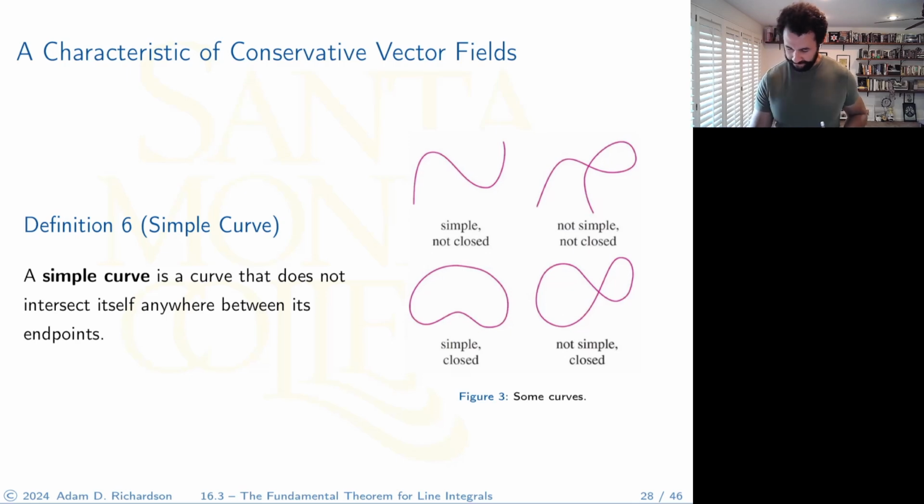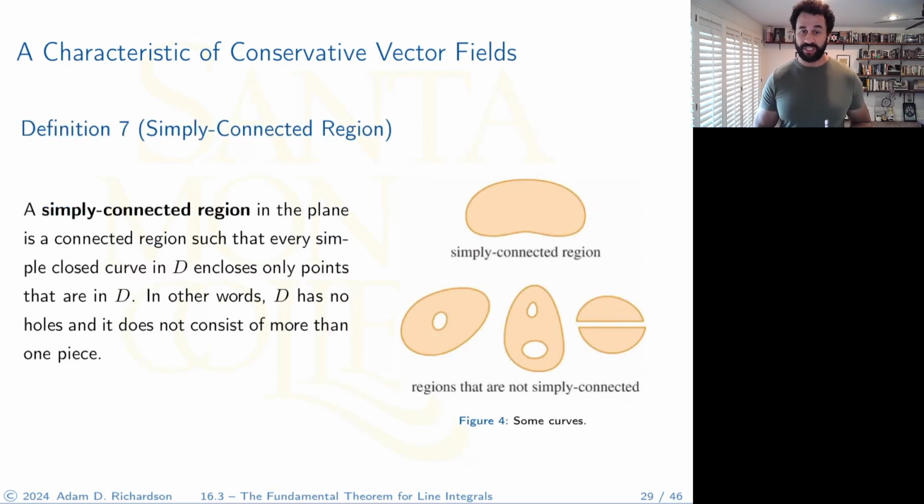All right? Now that we have this notion of a simple curve, we can talk about a simply connected region. So this is where things get important. A simply connected region in the plane is a connected region such that every simple closed curve in D encloses only points that lie inside D.